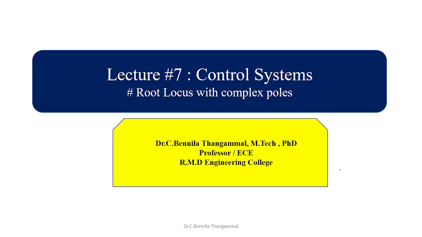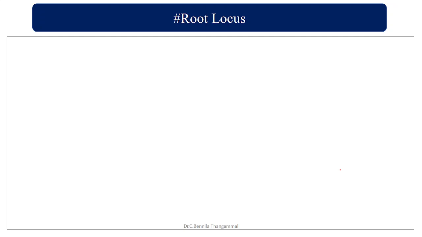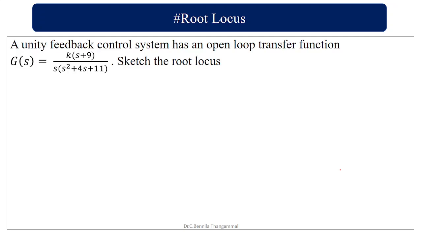Hi, today we are going to see the root locus with complex poles in lecture 7 of control systems, and this is Penila. So we are going to see the step-by-step procedure of how to solve the root locus with complex poles as well as zero. A unity feedback control system has an open loop transfer function G(s) equal to K(s + 9) divided by s(s² + 4s + 11).